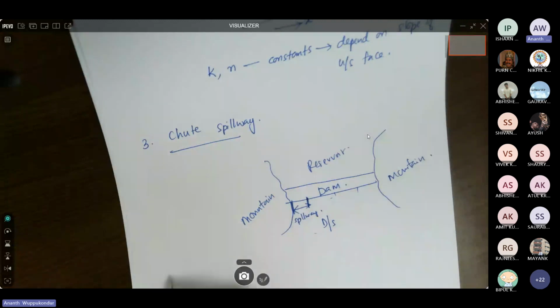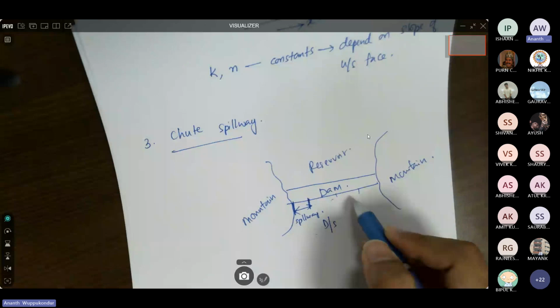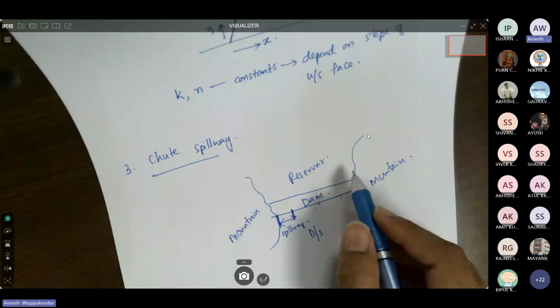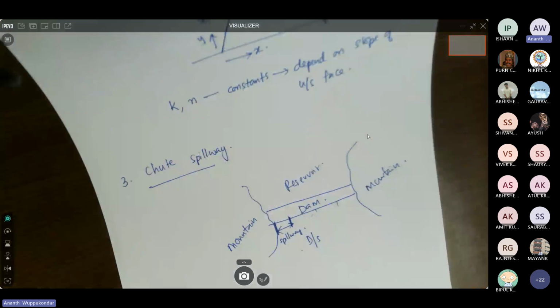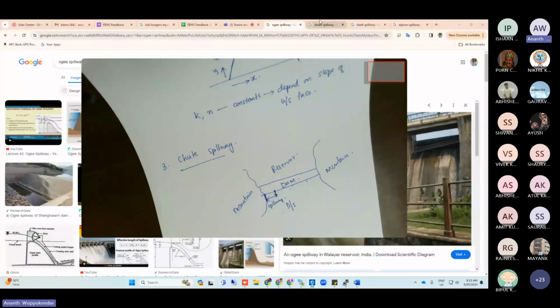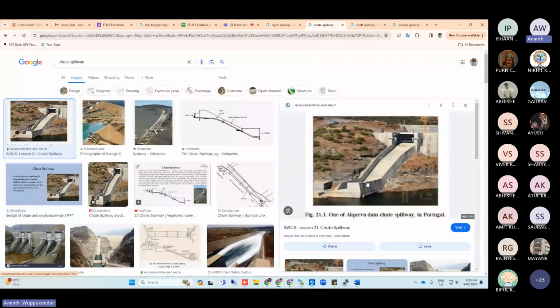Now the reason for this depends on the site conditions. For example, if there are any adverse conditions like soil conditions or foundation conditions that would impact the design of the dam, then we would provide the spillway only on one side, not all across the dam. And you can see an example of a chute spillway here. So it's just one spillway. Instead of all over the dam, you're just providing one single spillway. So this is a chute spillway.